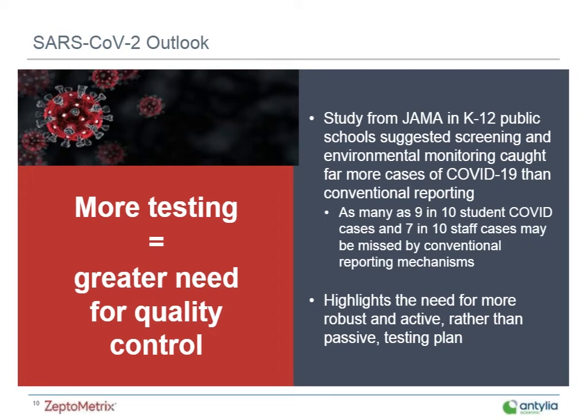They're more passive methods. And they found as many as 9 in 10 student COVID cases and 7 in 10 staff cases could be missed by conventional reporting mechanisms. So this really highlights the need for a more robust and active rather than a passive testing plan.